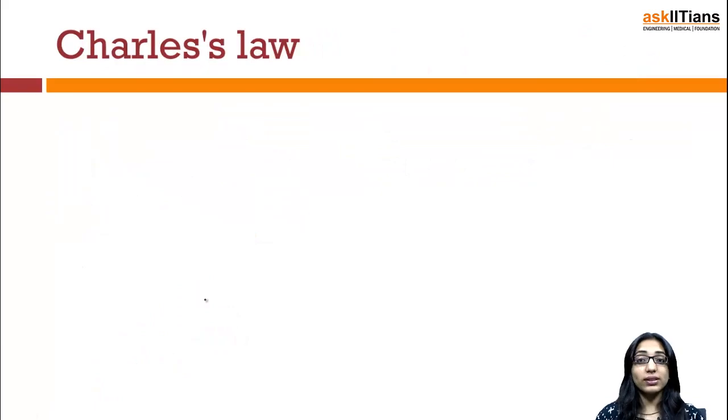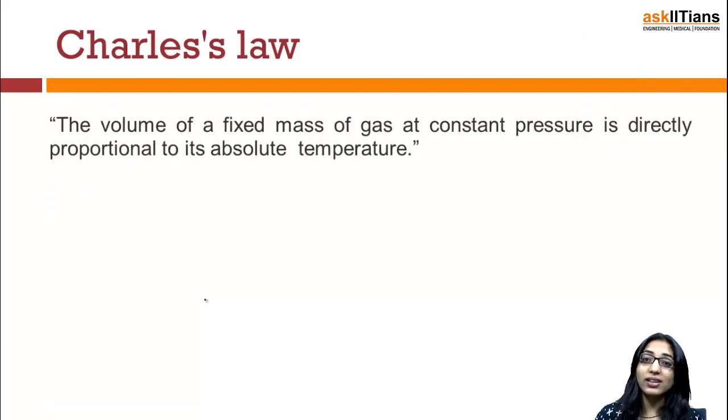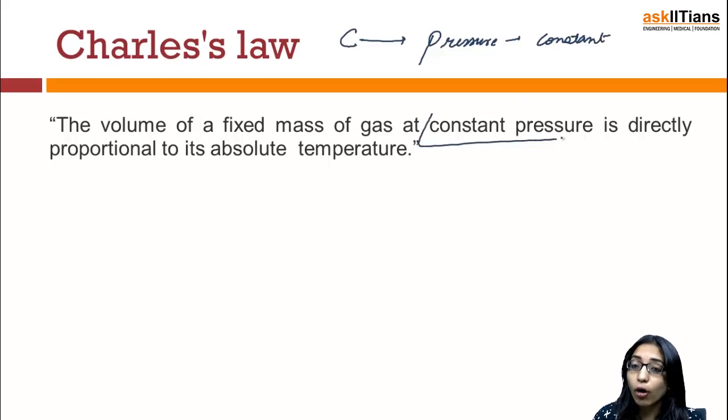Now once we are done with Boyle's law, let's move over to Charles' law. Let's see what we mean by Charles' law. According to Charles' law, the volume of a fixed mass of a gas at constant pressure is directly proportional to its absolute temperature. So for Charles' law, you have to keep in mind that the pressure of the gas is kept constant. Moreover, this law is valid for a fixed mass of a gas.